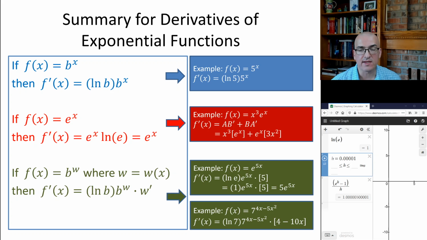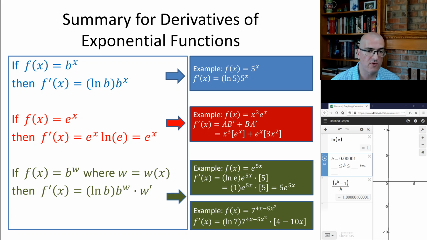What if it's e to the x? Special case of a base equals e. Well, the ln b part disappears. We get ln of e is 1, so we have e to the x times 1, which is just e to the x for the derivative. So on the right-hand side, there's no extra example I can give other than a product rule. What's the derivative of x to the 3 times e to the x? There it is, product rule answer.